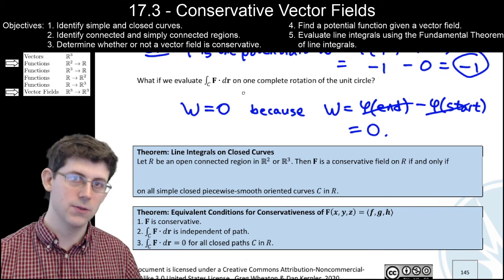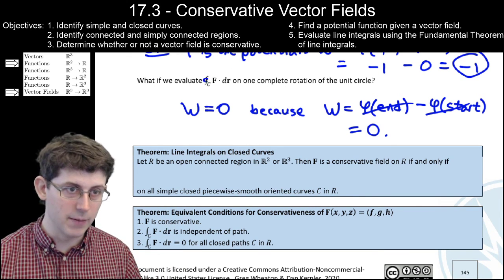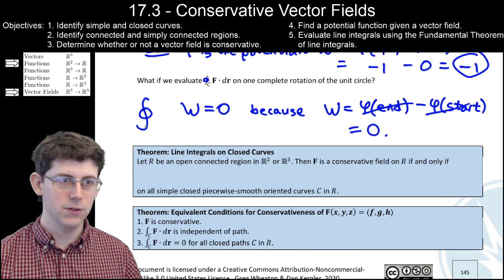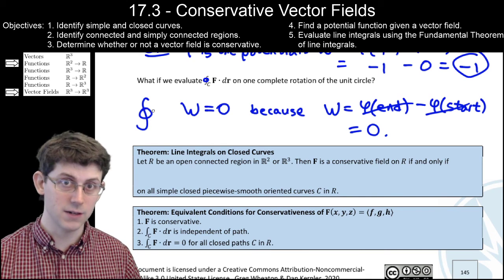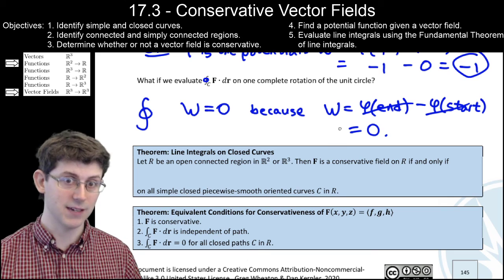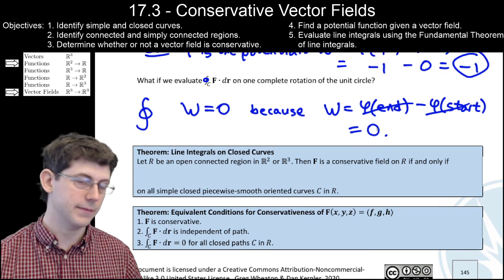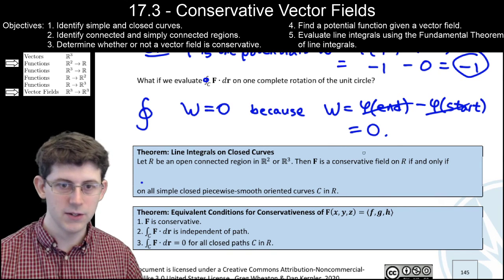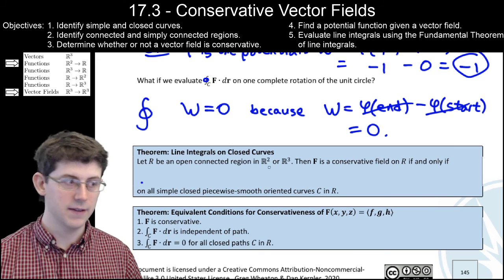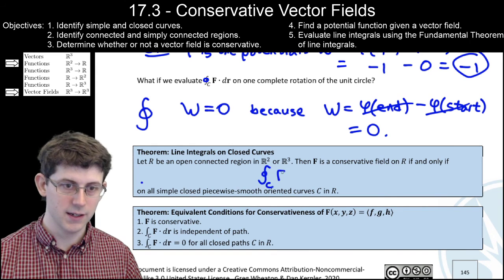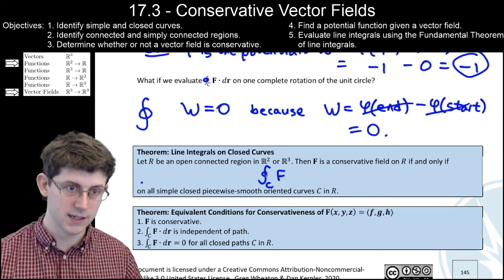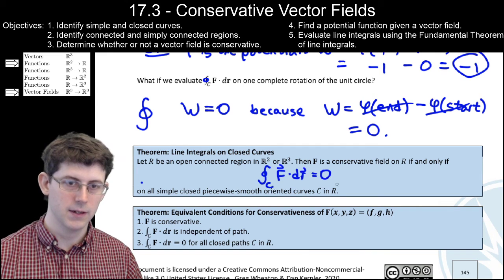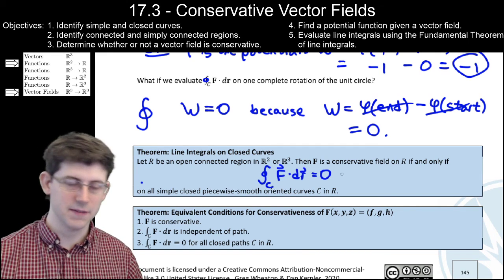So if you ever use a closed curve, and you would do that by putting a nice little circle on the integral sign to make it look like a fancy line integral, if you do the integral around a closed curve of f dot dr for a conservative vector field, you get 0. That turns out to be another condition you can use to tell if a vector field is conservative. If the line integral around every closed curve, this circle means closed curve, is 0, then the vector field is conservative.